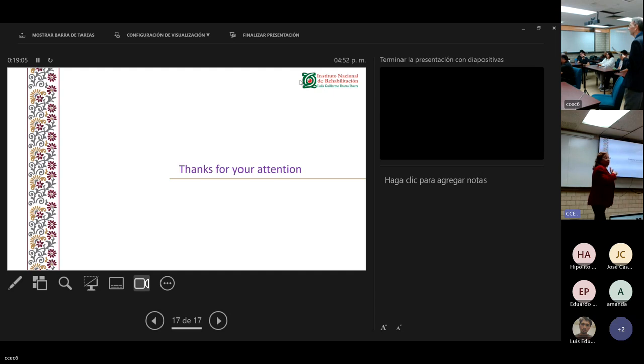But with this work, we want to know if this therapy is effective. Functional magnetic resonance is the gold standard to measure that. But it's expensive. At the Instituto Nacional de Rehabilitación we have a magnetic resonance scanner, but it has a cost to patients. Then we want to validate tools based on EEG signals.